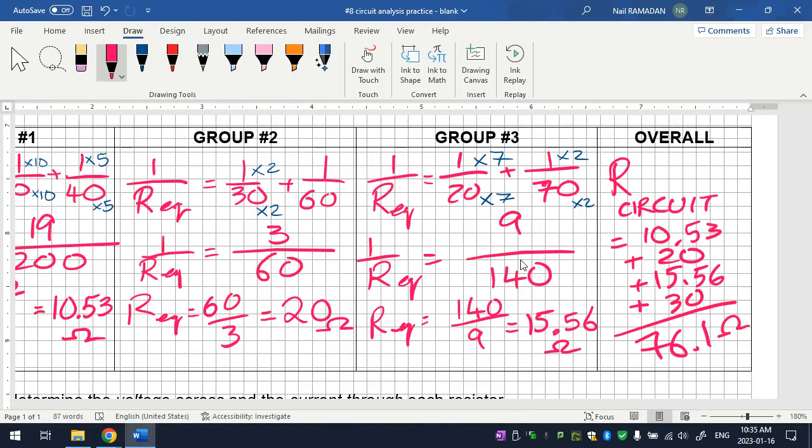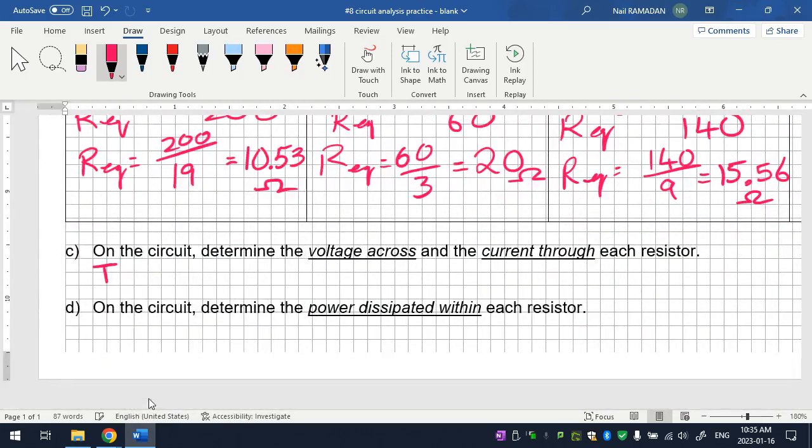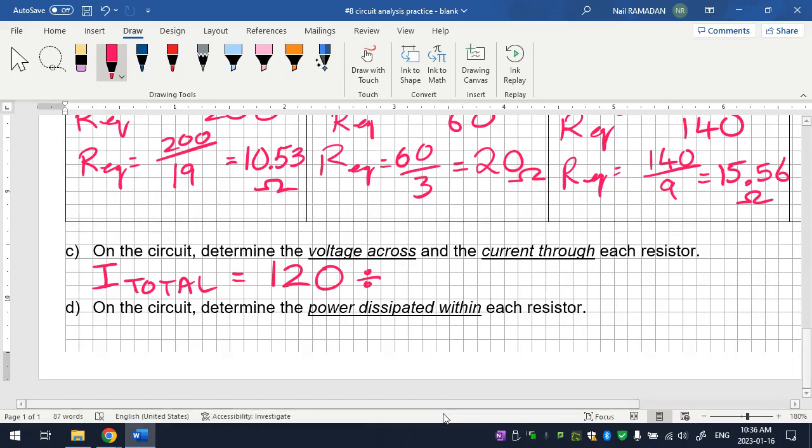On the diagram, okay? But there's only one thing we can write here. It's which calculation? It's the I total calculation. Go ahead. That's the only thing you can put here. All right, let's do it. So I total equals, what's the battery voltage? 120 divided by, what's the full thing?